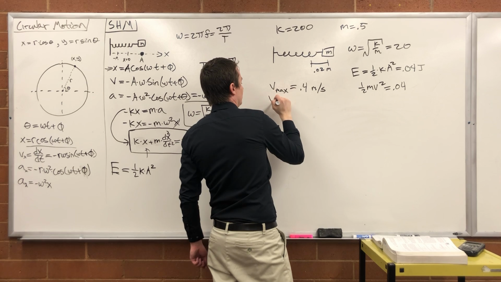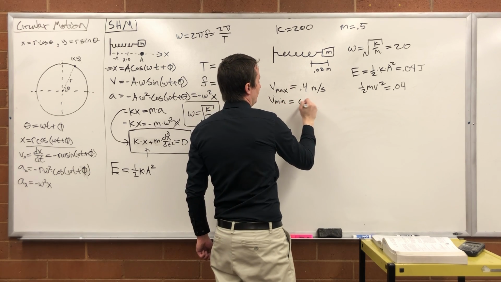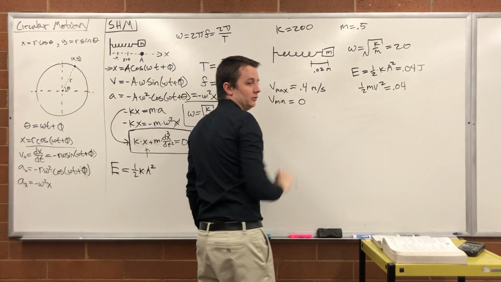Our minimum velocity is just 0, right? And that happens when it's either here or here.